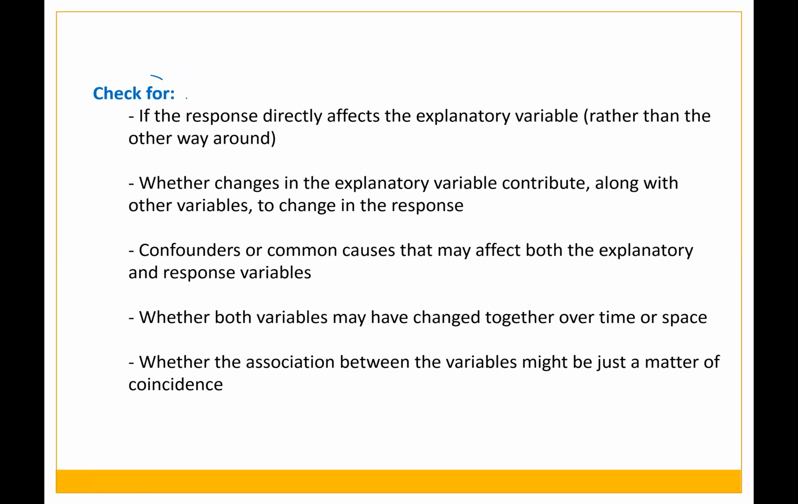In this relationship, we need to check the possible causes that might affect our results. First, whether we chose the response and explanatory variables correctly. Make sure that whichever causes the other, or brings the effect, is the explanatory variable, and the one that gets the effect is the response variable. Or whether the change in the explanatory variable contributes, along with other variables, to change the response, such as interactions between the explanatory variables and something else that can affect the response.